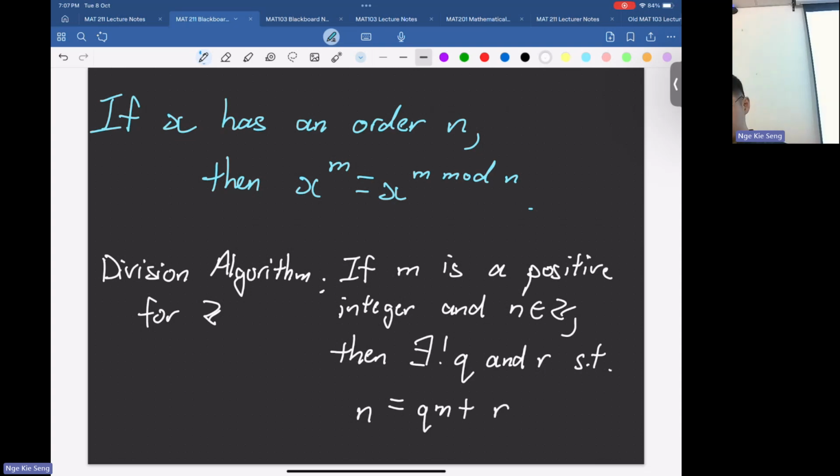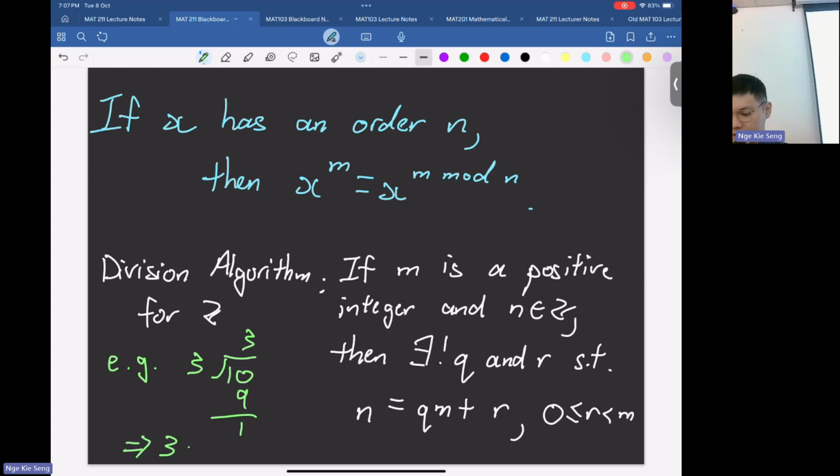What's this remainder? This remainder should lie in the range 0 to m. Remember this one or not? Need an example or not? For example, 10 divided by 3. What did you get? 3, 9, remainder is 1. So in this theorem, you can write 10 as 3 times 3 plus 1. So this is the division algorithm.